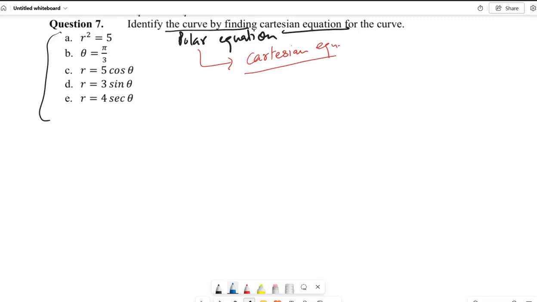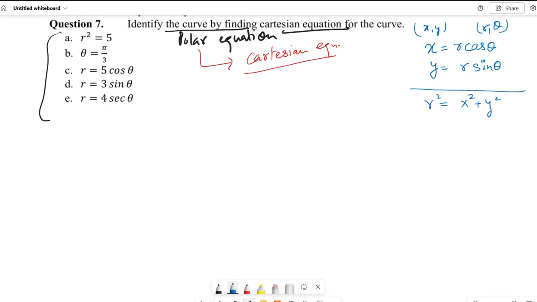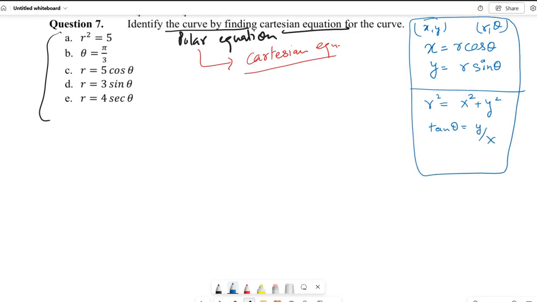I want to remind you that we have some basic relationships between x, y variables, which are Cartesian, and r and theta. So x is equal to r cosine theta. That's the first relationship. y is equal to r sine theta. And reversely, we have r square is equal to x square plus y square, and tangent theta is equal to y by x. Please remember these relationships between polar coordinates and the Cartesian coordinates. So now we're going to work on one problem at a time.